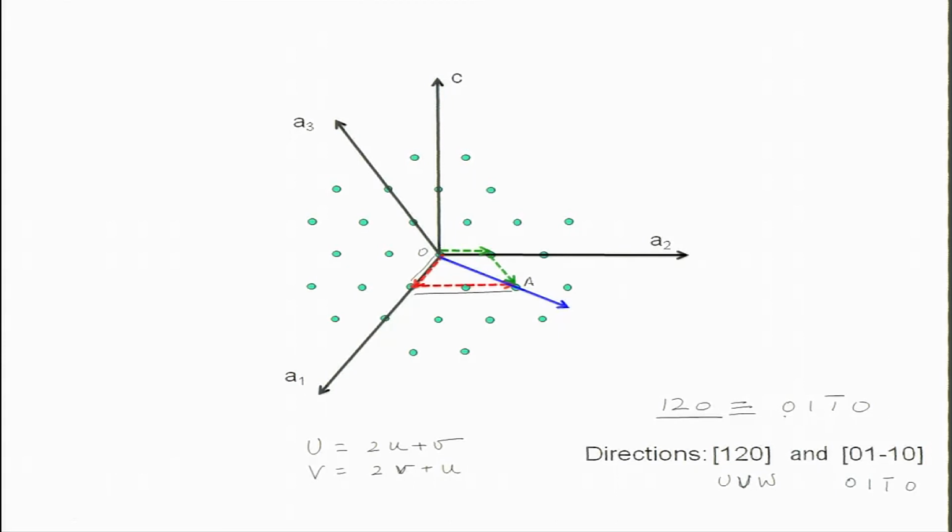So, I do not have to go along A1 now, I have to go 1 along A2. So, I go 1 along A2, I go minus 1 along A3. This is A3, so this is in the opposite direction. So, this is minus 1 along A3. I end up at the same point. I should end up at the same point. If I do not end up at the same point, which means there is some problem in the conversion, alright. So, this is how you draw the direction in 4 coordinate system in hexagonal.